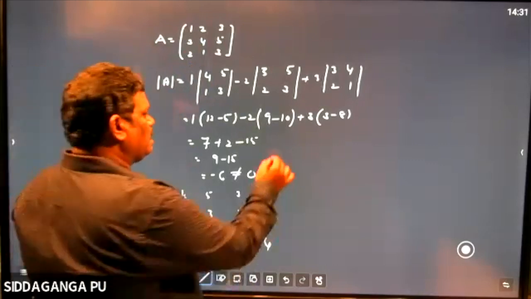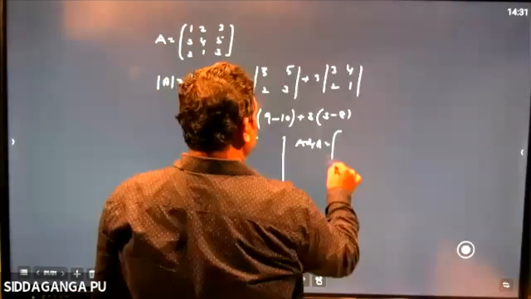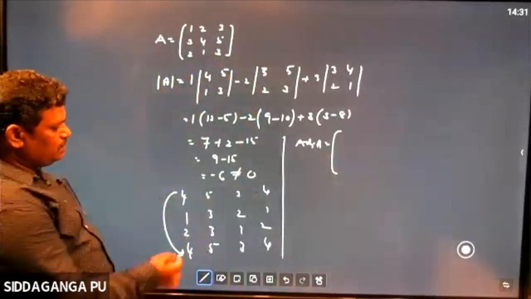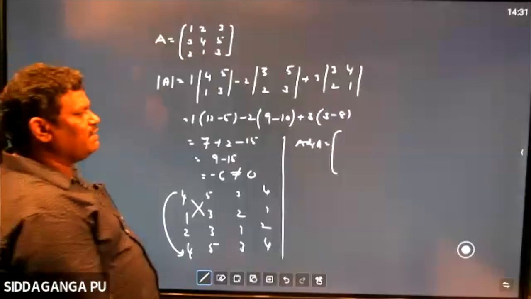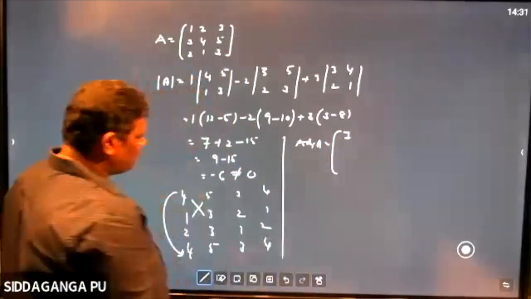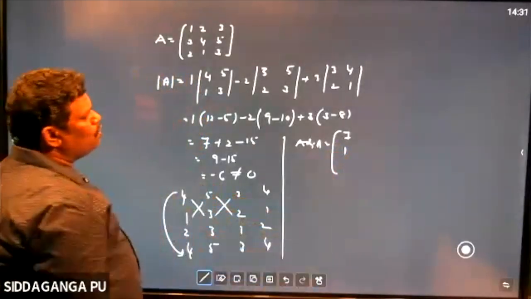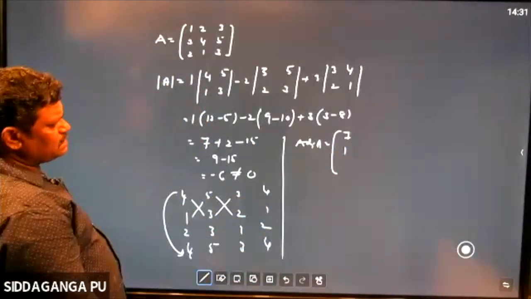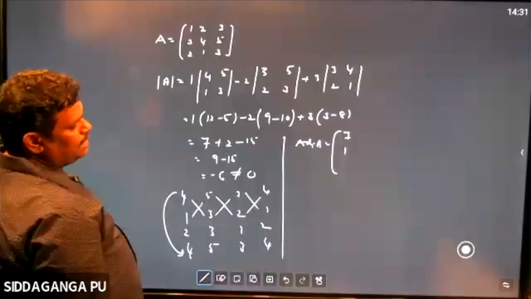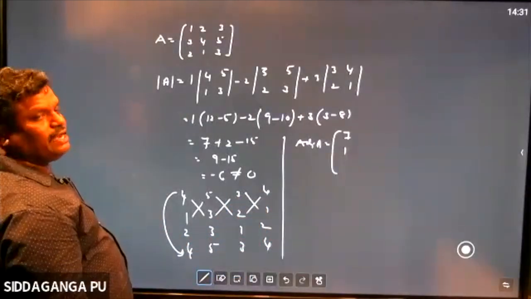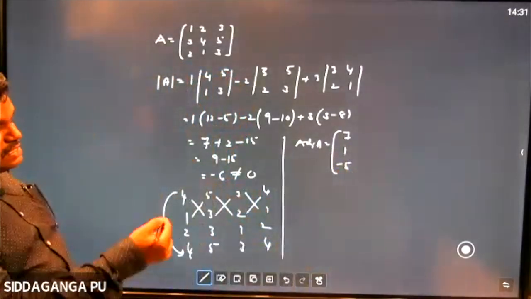Now we can directly write the adjoint of A. To write the adjoint of A, take this 2 by 2 determinant: 3 fours are 12, 12 minus 5 is 7. Write the value 7 here. Again we take this: 10 minus 9 is 1, so we write 1 here. Next we take the difference of these two: 3 into 1, and 3 into 1 minus 8, so 3 minus 8 is minus 5. We write that vertically. So that is directly the adjoint given.